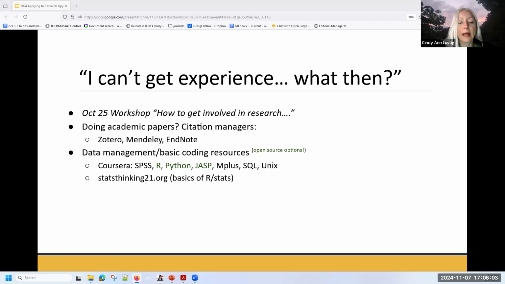Statsthinking21.org. Again, that's a great resource that somebody put together that gives you free tutorials on the basics of R and stats. R, for those of you who don't know, is probably the most common program that people use now for analyzing their data. So if you have skills in R, that's going to make you attractive to a lot of different labs.